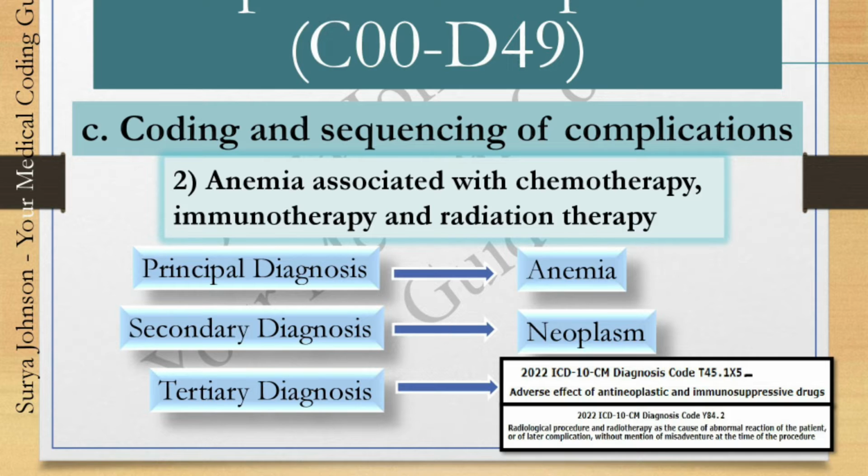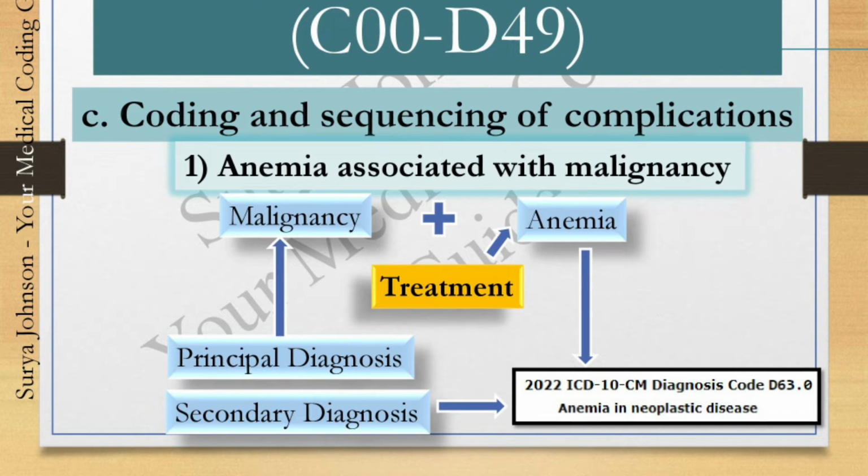I will repeat it again so we all have a clear picture. The first, anemia associated with malignancy. If the anemia is because of the malignancy and the treatment is directed towards the anemia at that visit, you will still code the malignancy as the principal diagnosis, and D63.0, which is anemia in neoplastic disease, will be coded secondary.